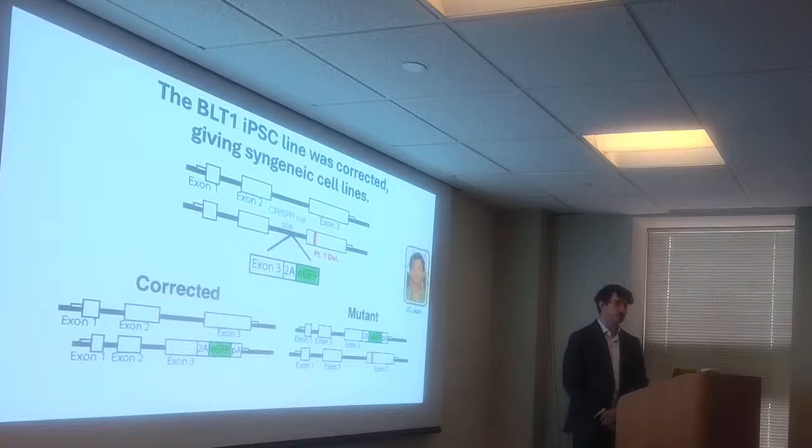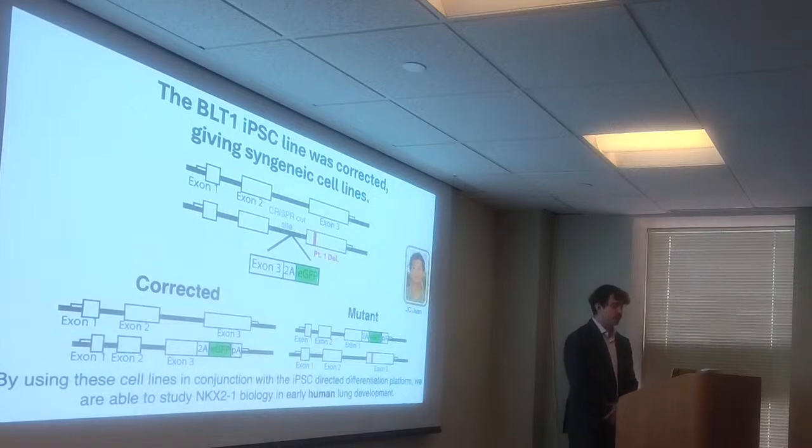This gives rise to 2 syngeneic cell lines, one in which the mutation is corrected and the other in which the mutation is retained. This gives us the ability to compare these two lines head-to-head without worrying about other genetic confounders. And we hypothesized by using these cell lines with our directed differentiation platform, we're going to be able to study NKX2-1's role in human development.